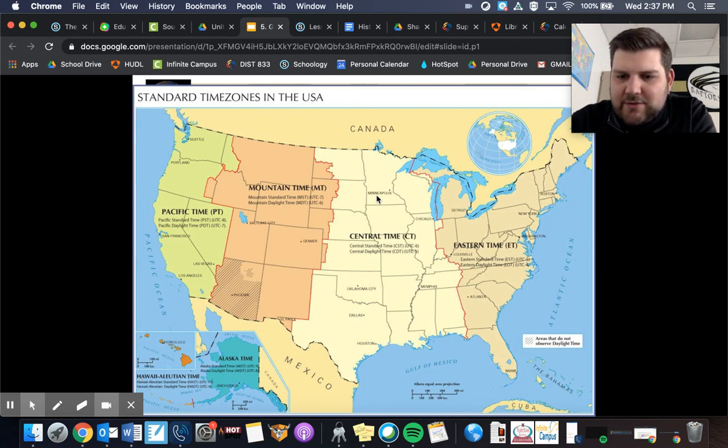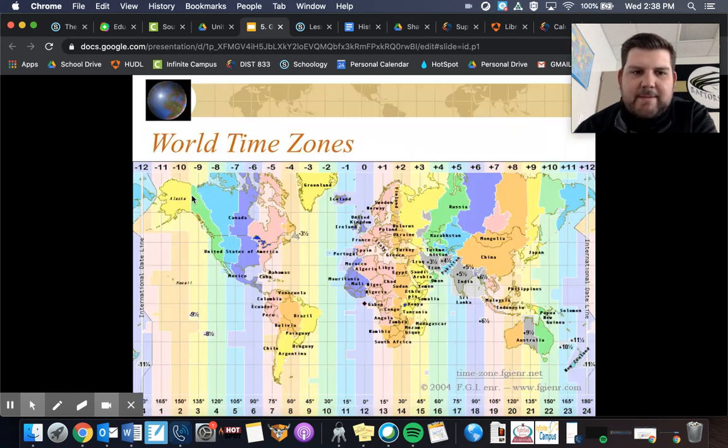So if it is 2:37 right now in the Central Time Zone, it's 3:37 in the East, it's 1:37 in the Mountain Time Zone, and it's 12:37 in the Pacific Time Zone. From the Central Time Zone, you go one ahead in the East, one behind in the Mountain, and two behind in the Pacific. If you're in the Eastern Time Zone, Central's one back, Mountain's two back, Pacific's three back.